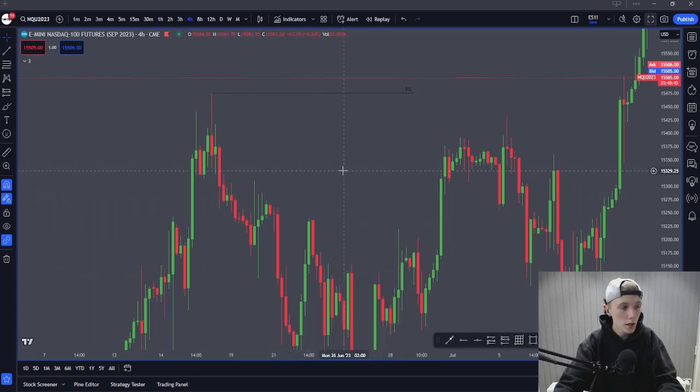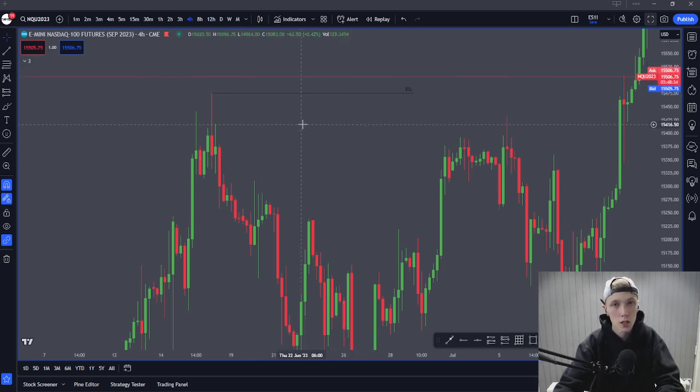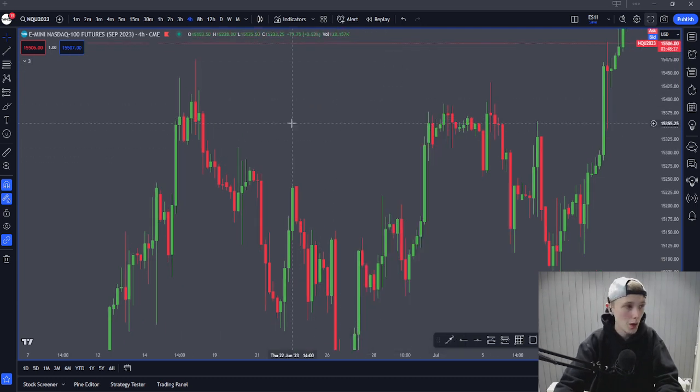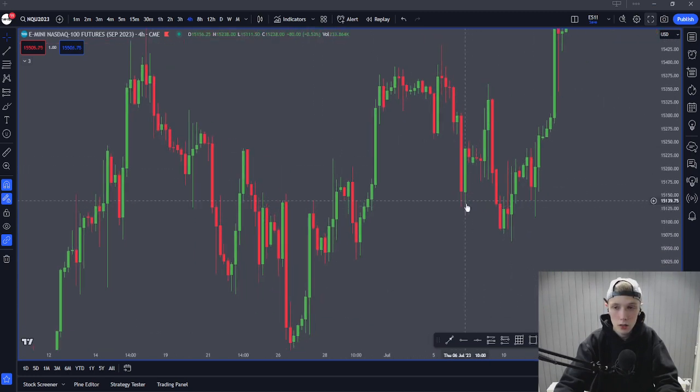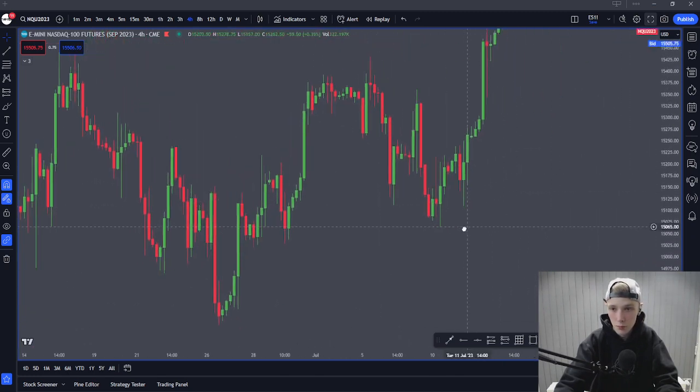But what I think about when I think liquidity is where a trader is going to put their stop loss. So if the market does go in that direction, they're going to get stopped out. Let's talk relative equal swings, and then we'll talk about equals.